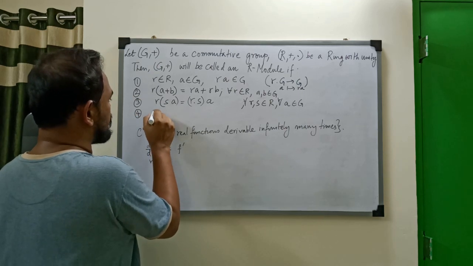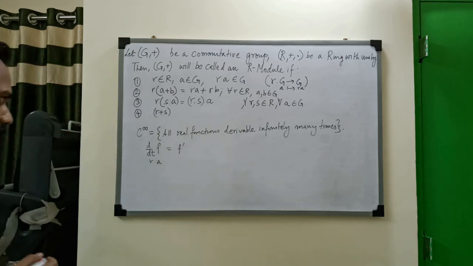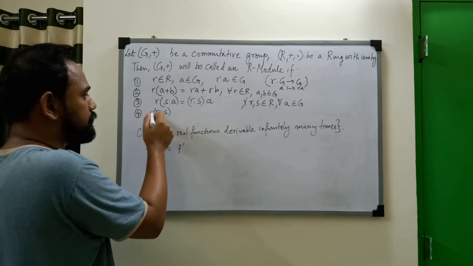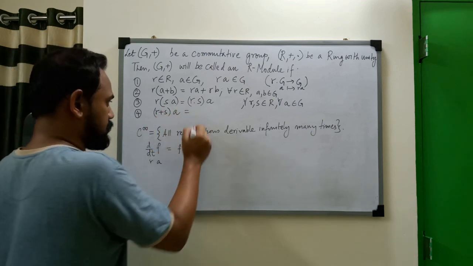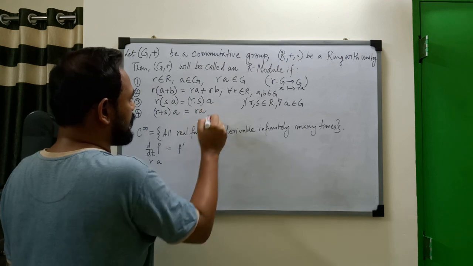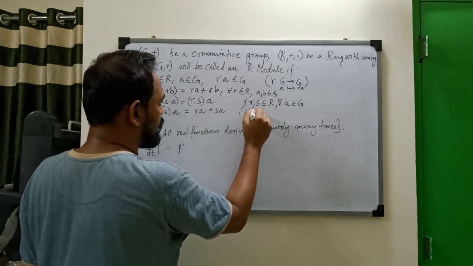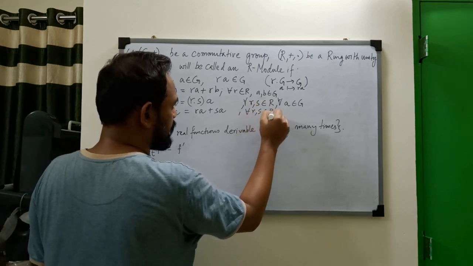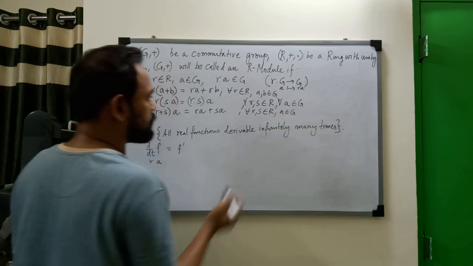The fourth one is that if you have R plus S, which again is an element of R, because R plus is a group, so the plus follows closure, and it acts on A, then that gets distributed: R on A plus S on A. This can happen for all R and S from the ring and A from the group.